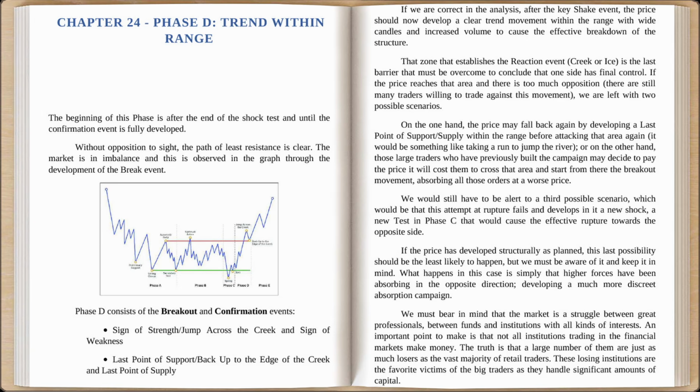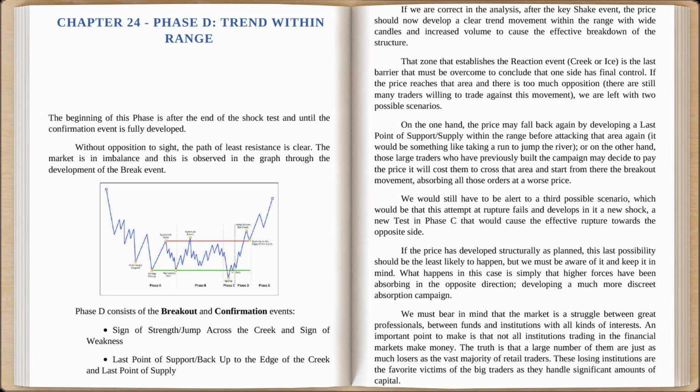If we are correct in the analysis, after the key shake event, the price should now develop a clear trend movement within the range with wide candles and increased volume to cause the effective breakdown of the structure. That zone that establishes the reaction event, creek or ice, is the last barrier that must be overcome to conclude that one side has final control. If the price reaches that area and there is too much opposition, there are still many traders willing to trade against this movement. We are left with two possible scenarios.